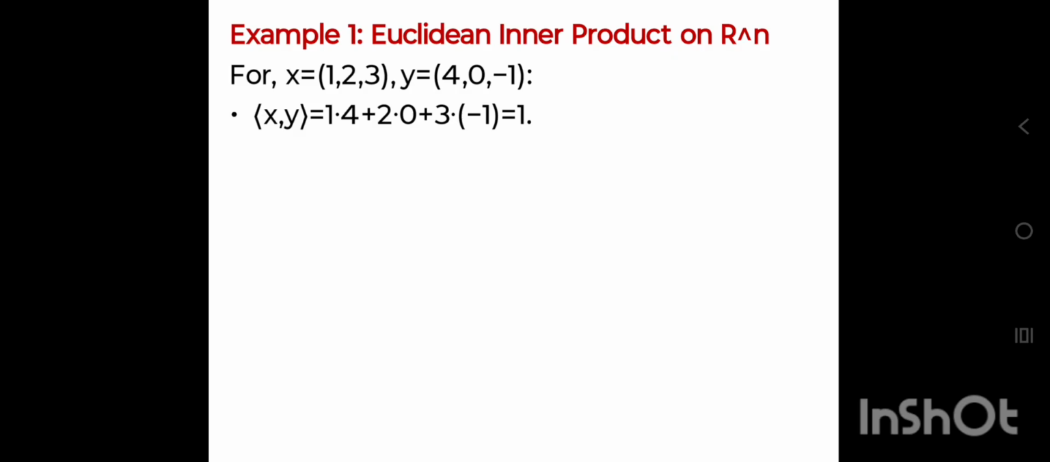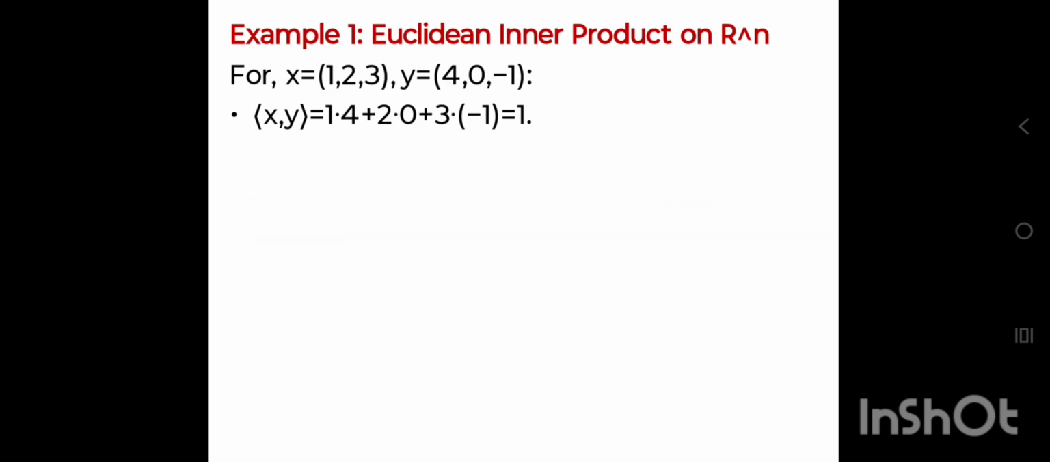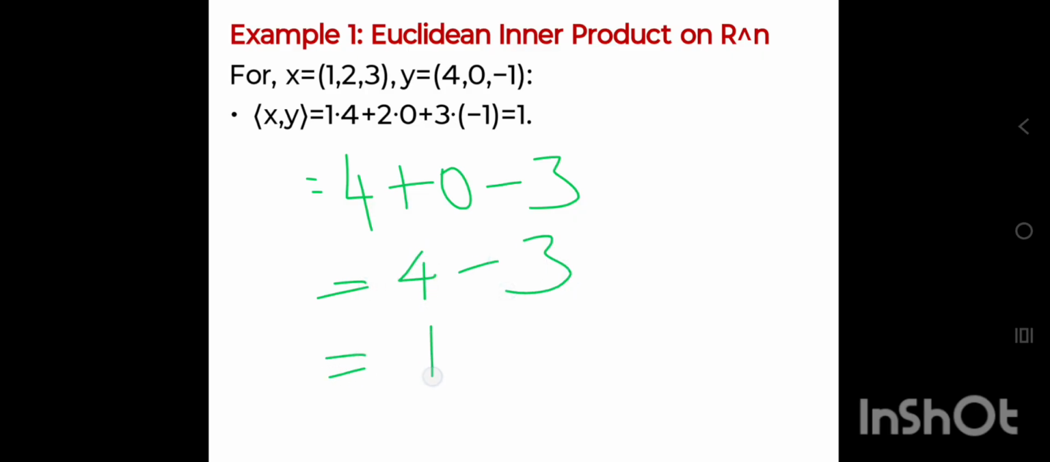If you take x vector (1, 2, 3) and y vector (4, 0, -1), what is the value of inner product ⟨x, y⟩? It equals 1 dot 4 plus 2 dot 0 plus 3 into minus 1, which is 4 plus 0 minus 3, equal to 4 minus 3. We get the value 1.